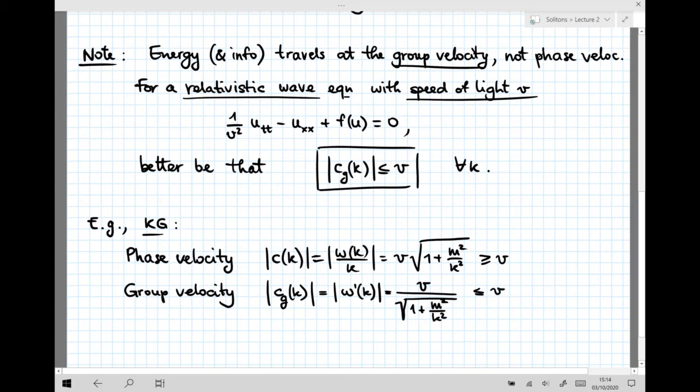So this second inequality is what special relativity tells us should happen, so that information should not travel faster than the speed of light. On the other hand, the phase velocity can be faster than the speed of light, and this is not a problem. Here is special relativity.